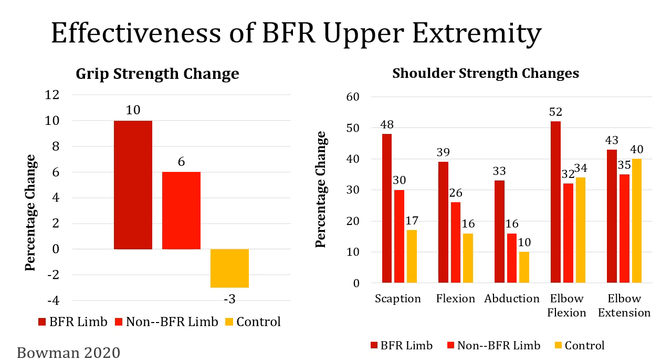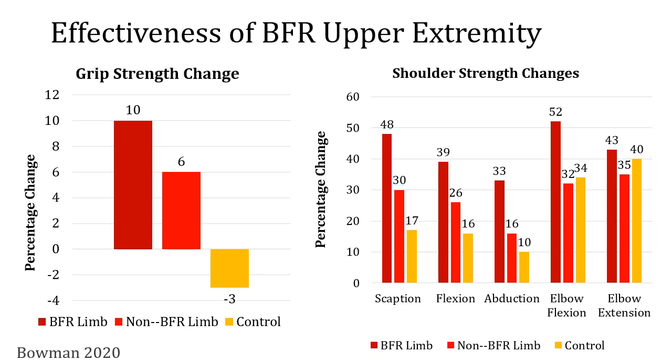When you look at shoulder strength, again, you're looking at percentage of changes from baseline. Once again, the dark maroon is your BFR limb, the pink or the red being your non-BFR limb on the contralateral side, and then the yellow being the control group. Consistently, what we see for scaption, flexion, and abduction is that the contralateral limb was clinically and statistically significantly different as far as a percentage change from baseline as compared to the controls.